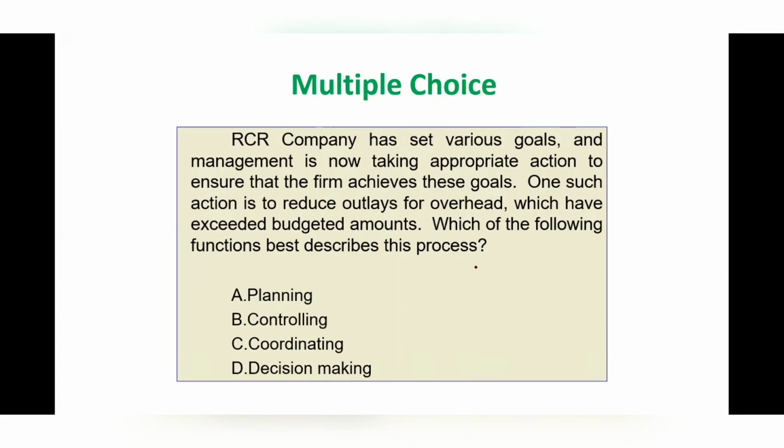Ay, iba pala to. So RCR company has set various goals and management is now taking appropriate action to ensure that the firm achieves these goals. One such action is to reduce outlays for overhead, which have exceeded budgeted amounts. Which of the following functions best describes this process? Is it planning, controlling, coordinating, or decision making? So please let me know your answer.